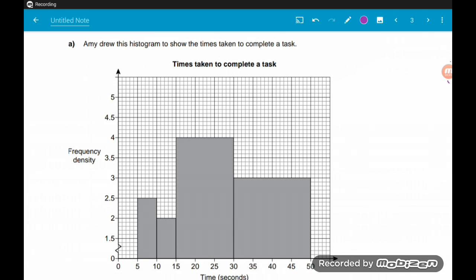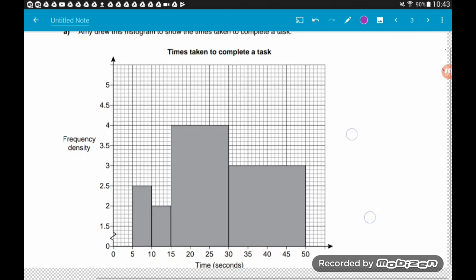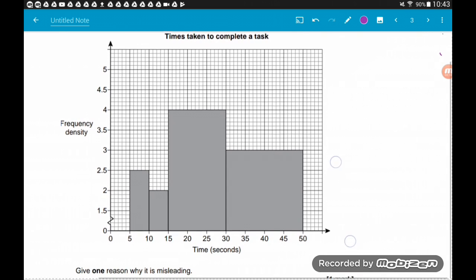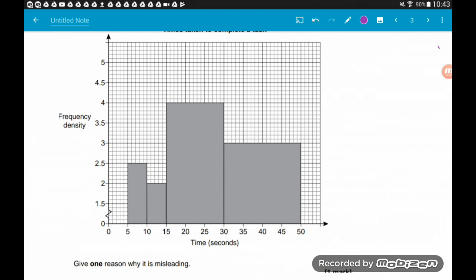Okay, next up, a slightly simpler one. So Amy drew this histogram for the times taken to complete a task. So here's our lovely histogram again. We've got frequency density on the side, time in seconds along the bottom. We're asked to give one reason why it's misleading. So can you spot it?